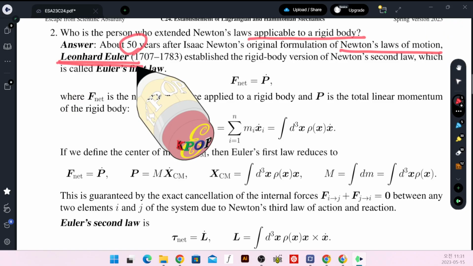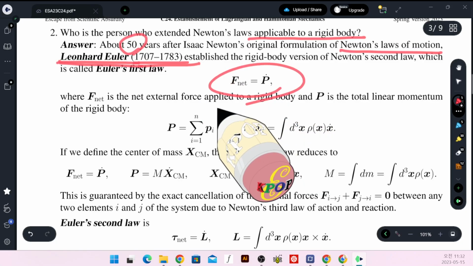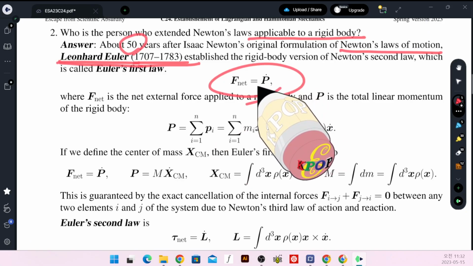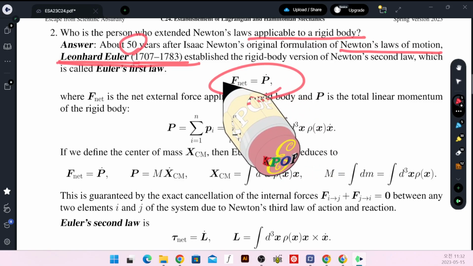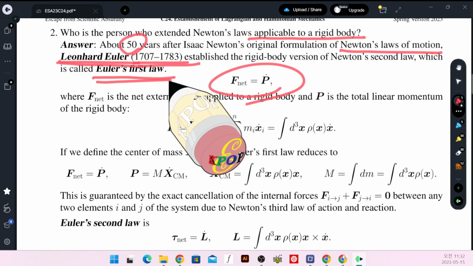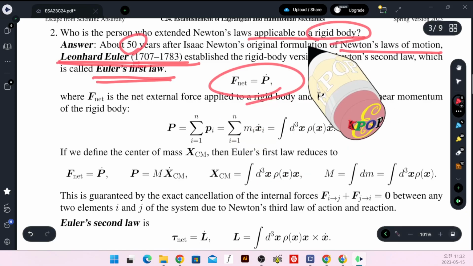Many of you might understand that Euler is a pure mathematician. He is also a physicist, and he established classical mechanics very much. So F net equals the time derivative of the total linear momentum, the net force applied to a rigid body. It was Euler's first law. And Euler is the one who generalized this idea to a rigid body system.